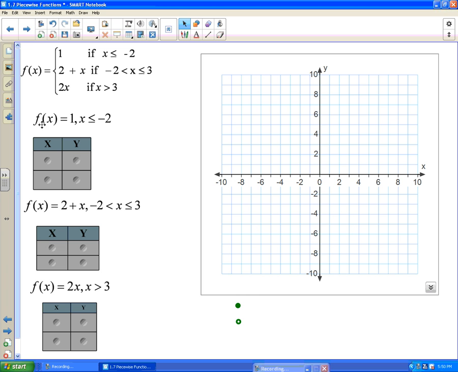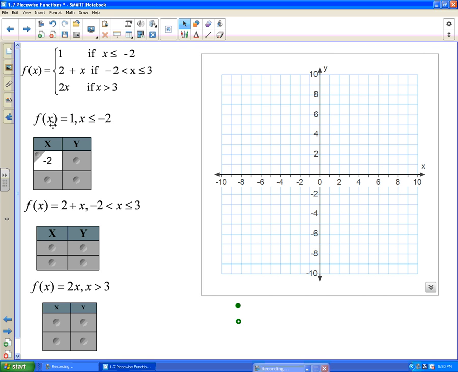This one is very similar, except instead of having 2 parts, it has 3 parts. But the way that I approach it is going to be exactly the same. So we'll look at the first function. Again, I'm going to pay attention to how my domain is stated. This function is true whenever x is less than or equal to negative 2. So that means I'm going to begin by selecting an x that is equal to negative 2.